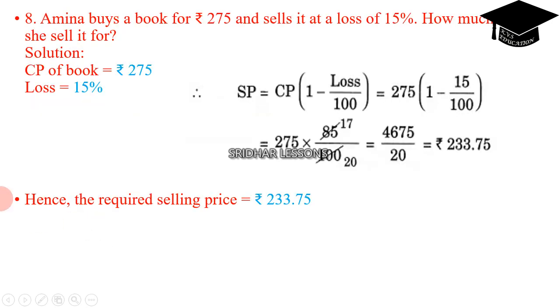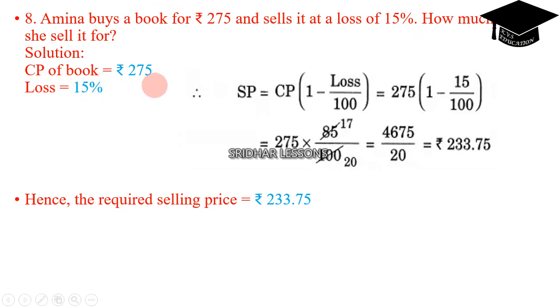Question number 8. Amina buys a book for 275 rupees and sells it at a loss of 15%. How much does she sell it for? We will calculate.